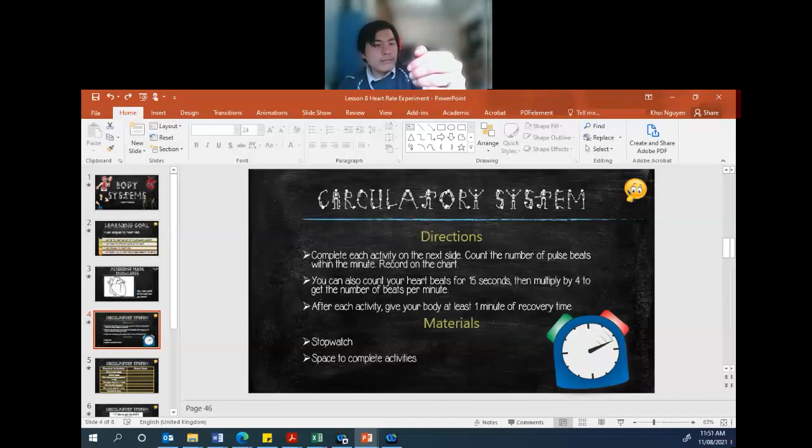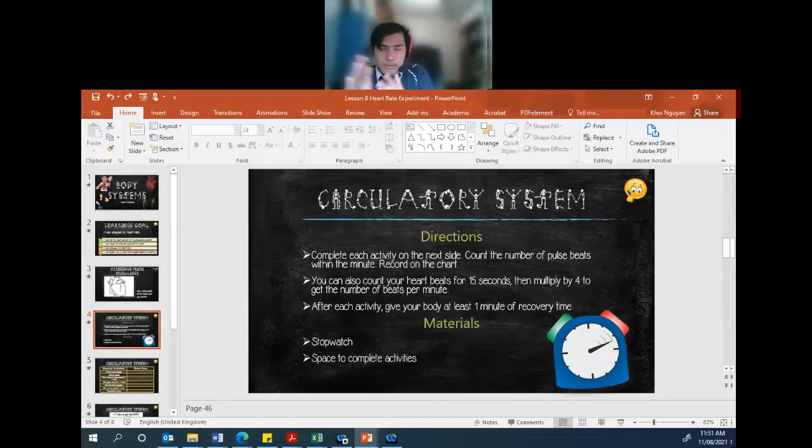So let's say I count 16 beats in the 15 seconds. So roughly one beat for each second. Then that means that for the whole minute, my heart rate would be 60. I don't know if you remember, yesterday we talked about this. Your resting heart rate, if you're sitting down doing nothing, would be around 60 to 100 beats per minute.